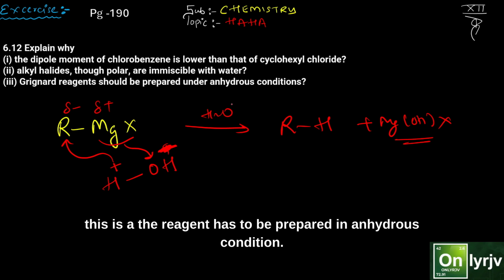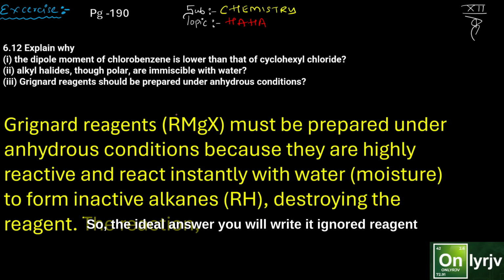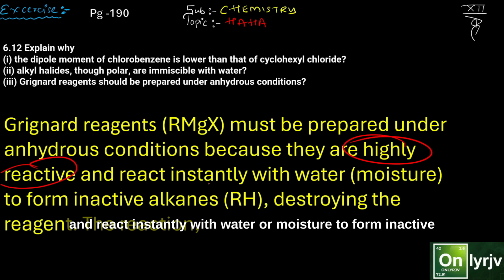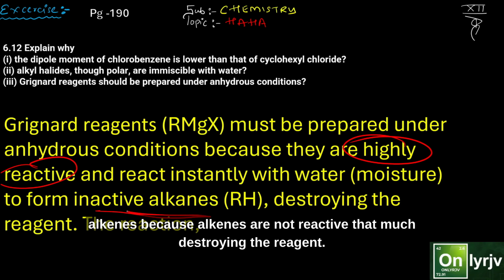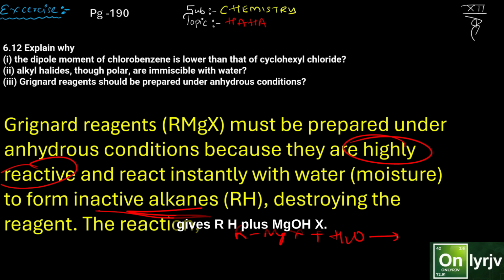This is the reason it has to be prepared in anhydrous condition. So the ideal answer you will write: Grignard reagent must be prepared under anhydrous condition because they are highly reactive and react instantly with water or moisture to form inactive alkanes, because alkanes are not that reactive, destroying the reagent. So the reaction you will write here is RMgX plus H2O gives RH plus Mg(OH)X.